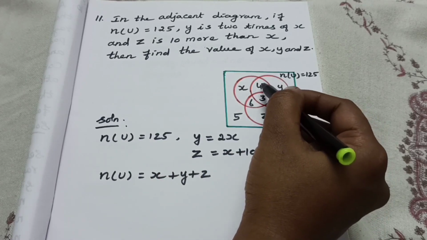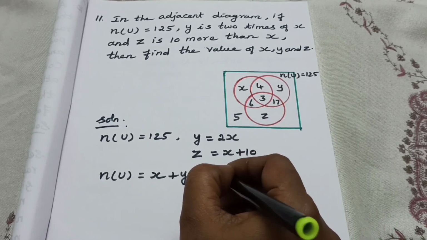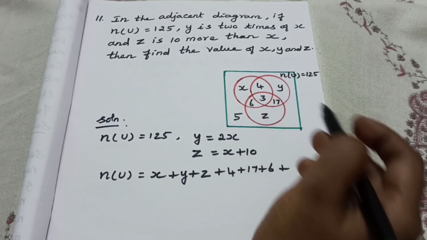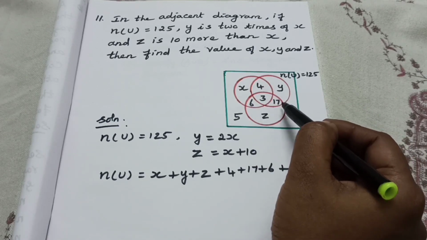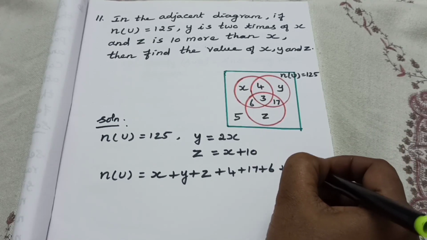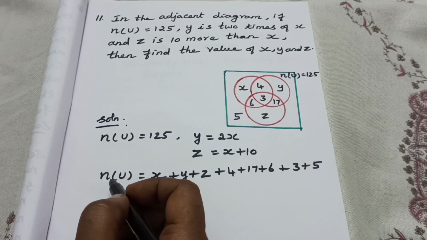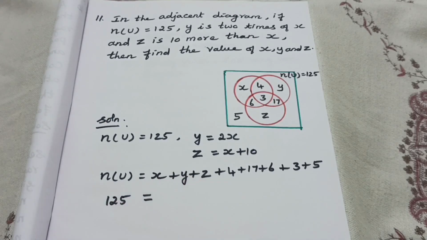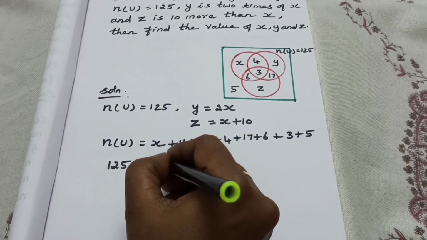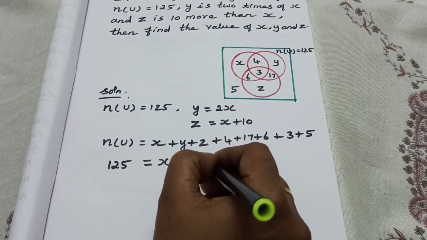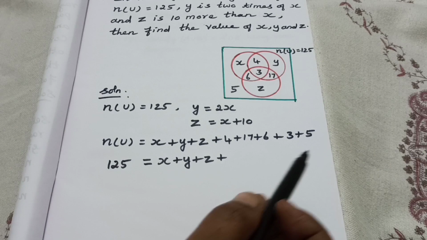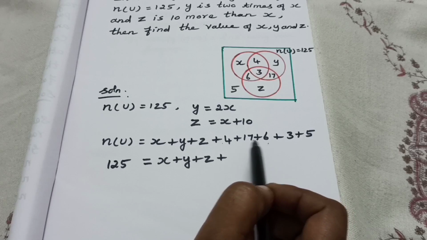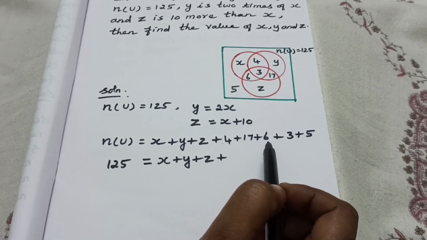Then afterwards, this one added: 4 plus 17 plus 6, then plus this 3 also we have to write. Then 4 plus 17 plus 6, then plus 3, then plus 5. Then n(U) is equal to what is given? 125. Okay, 125 is equal to x, we don't know, x plus y plus z, then plus these two. Shall we add? Here 3 plus 5 is 8, isn't it? Then these two add means what? 10 it will come, isn't it? 4 plus 6 is 10.